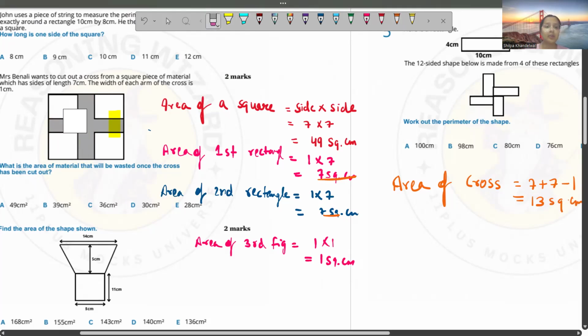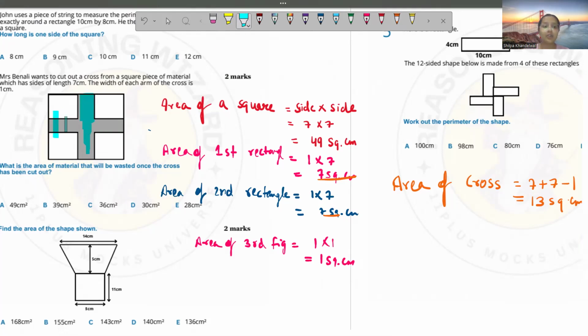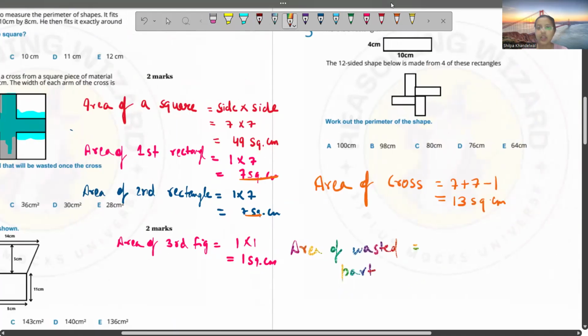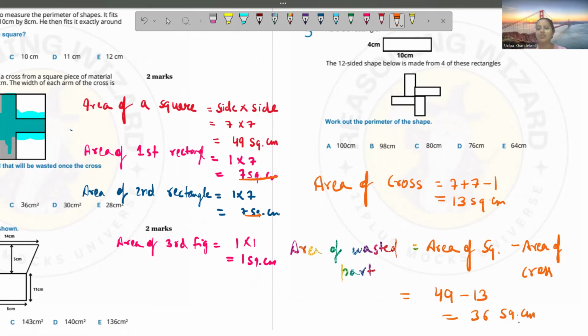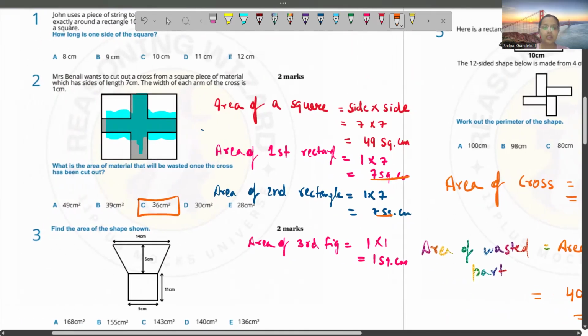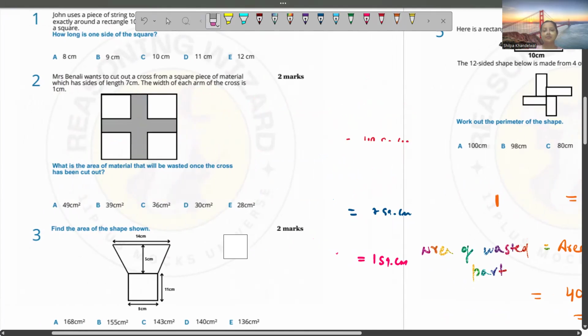And now what are we going to do? Everyone knows. From the whole square, we need to remove this area, which we have got as 13. So I will remove that. Now to get the area of the wasted part, we will do area of square minus area of cross, correct? And when I do so, I will get 49 minus 13, it's nothing but 36 square centimeters. So you can clearly see this option will be the correct answer. So I hope this part is clear to everybody. As simple as that, right?